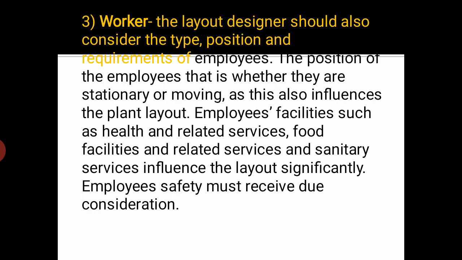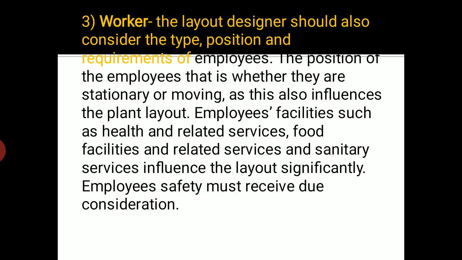That means what type of workers we are using plays an important role. The position of employees, that is whether they are stationary or moving, also influences the plant layout. If you want the worker to be moving from one machine to another, then you have to provide enough space so that they have a passage, an area to walk about, and they can make the production easy and comfortable for themselves also.